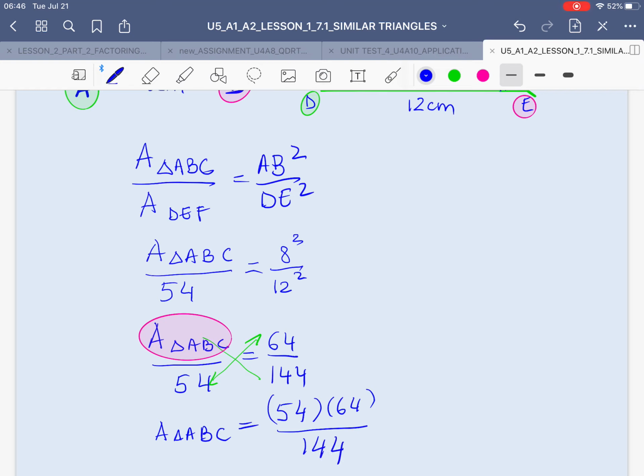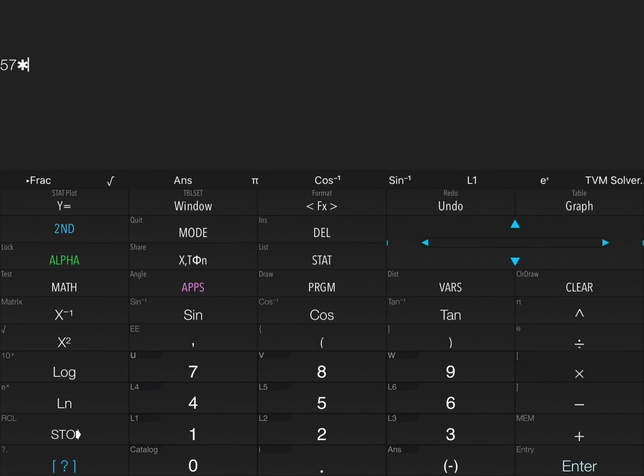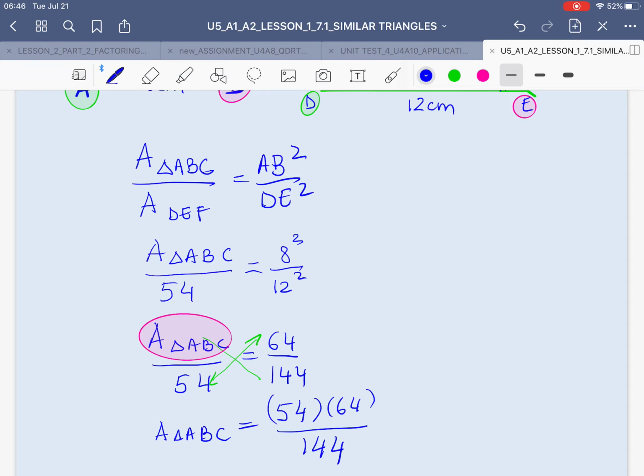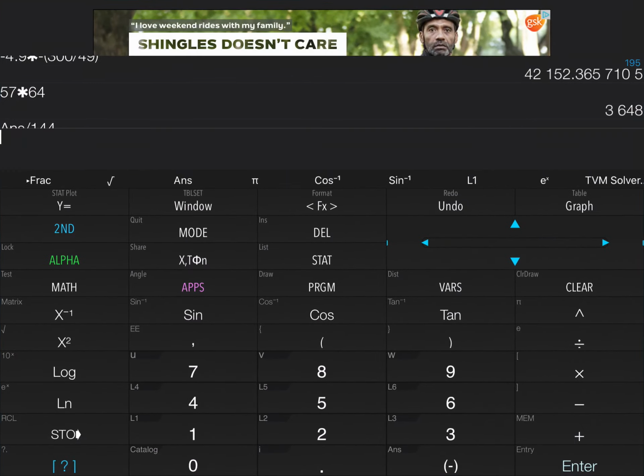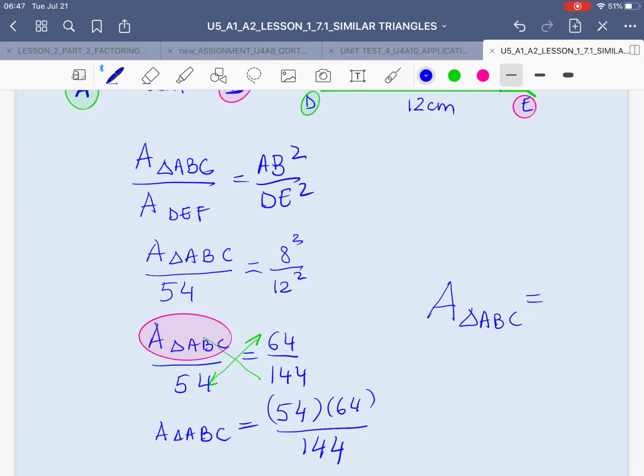So just use a calculator to find what 54 times 64 over 144 equals, and I'm going to use the calculator here. 54 times 64 divided by 144, that's 25.3. So we'll say that 25.3 centimeters squared will be the area of triangle ABC. Okay, so we said that it was 25.3. Okay, sorry. So 25.3 centimeter squared. And that's the answer. That's all.